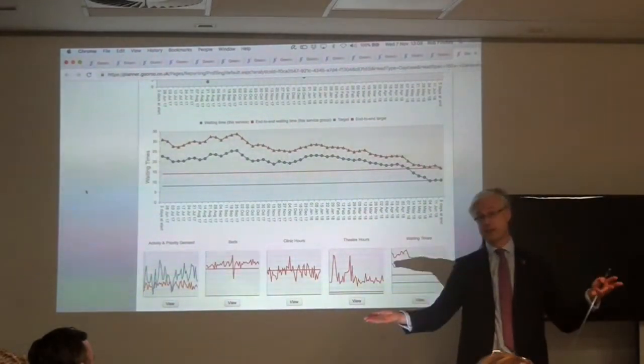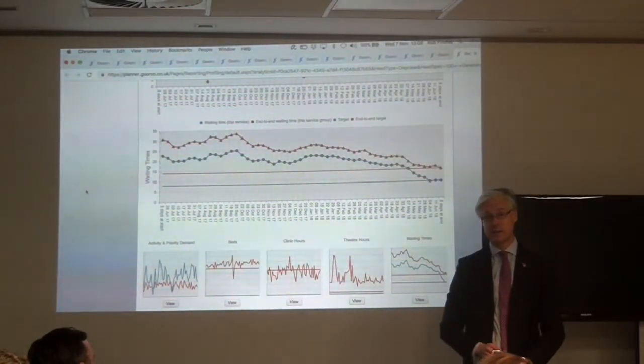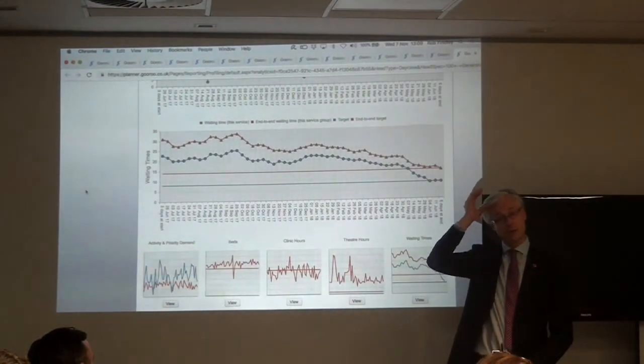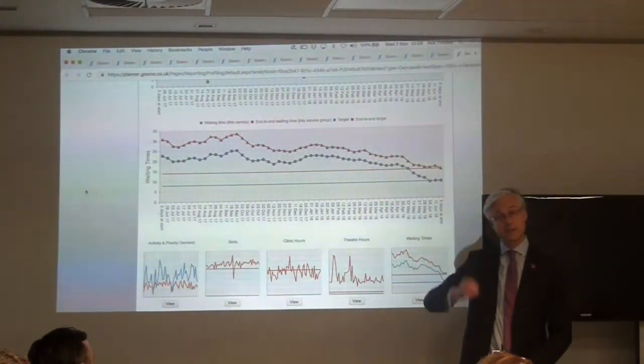You can visualise theatre productivity, which we do as well, and analyse how the beds are being used, what the risk on cancellations is through beds, and all that kind of stuff.